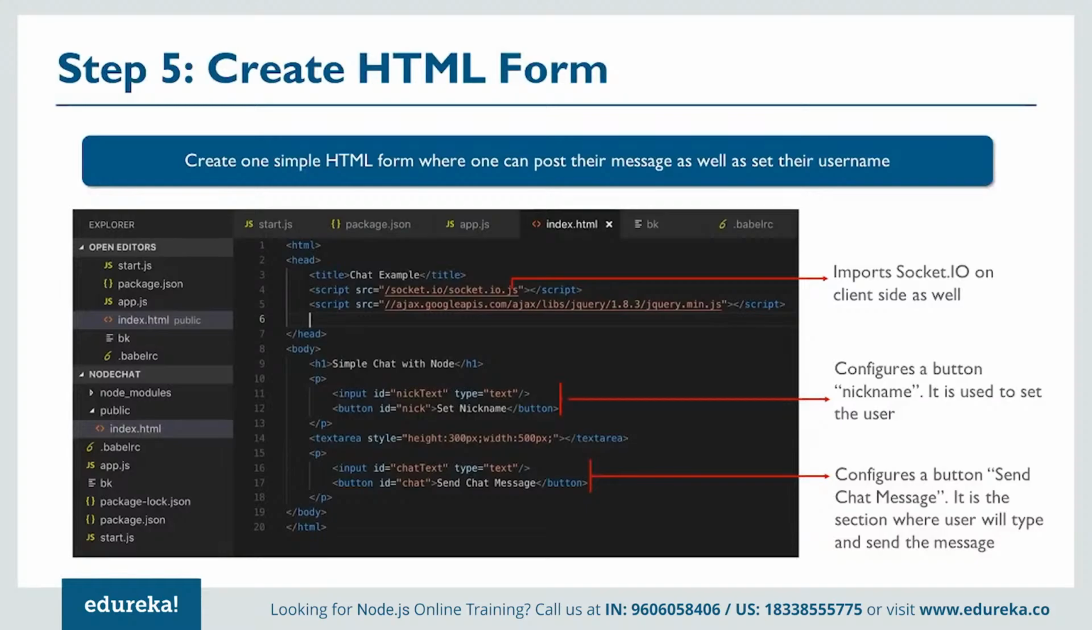Now in the public directory we will create a simple index.html. This will be user facing. We'll import the socket.io client side library, so we can directly use it from the socket.io website. Also we will use jQuery for basic stuff, the usual stuff, setting values and events. We'll configure a nickname button. Right now we are putting a simple text box and a button over here that will set the nickname, so like the username, who is chatting, and a chat box and a button to send the chat message.